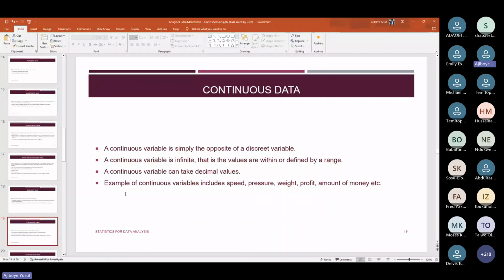Do you understand? So a car can be running at 256.7 kilometers per hour. That is a continuous data set. One of the things about continuous is that you cannot count it. You don't count continuous, you measure them. So any quantitative variable that you measure, not count, and that takes decimal values, is continuous. Examples are pressure, weight, amount of money, profit, sales, revenue, and so much more. Those things can take values that are always in between. Okay, they are continuous. You can learn more about these things, but I don't want to waste much time on them.